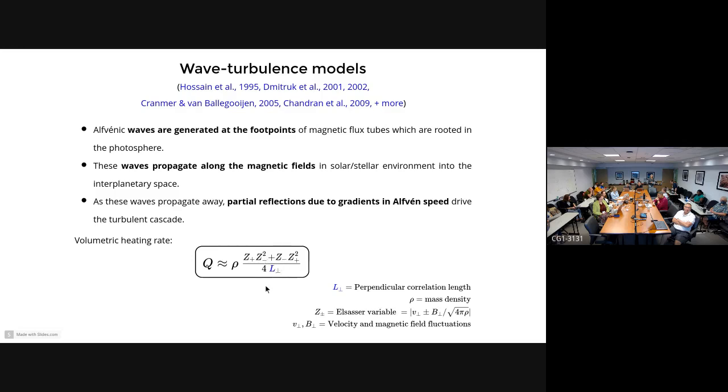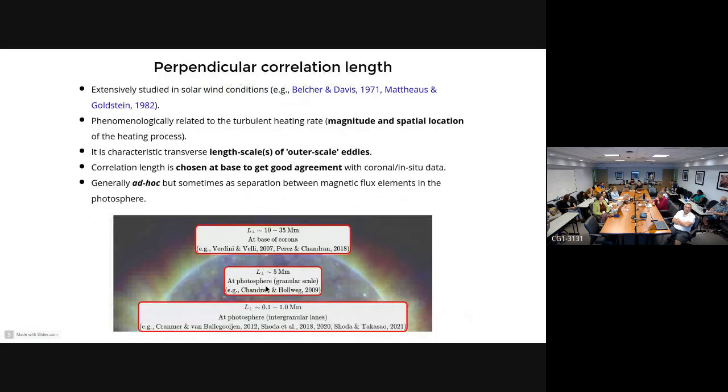So what exactly is this L perpendicular? The perpendicular correlation length, from the history, has been used extensively in stellar physics as well as in the solar wind. Solar wind people have been using it for quite some time. What this parameter tells the model is the magnitude as well as the spectral location where the heating should happen. It tells the scale of the biggest eddy that is going to form, and that eddy is going to break down to smaller eddies until we get to the dissipation scale. It doesn't tell how much heating is going to happen, but it tells how much energy we can put into the environment that is going to end up as heating.